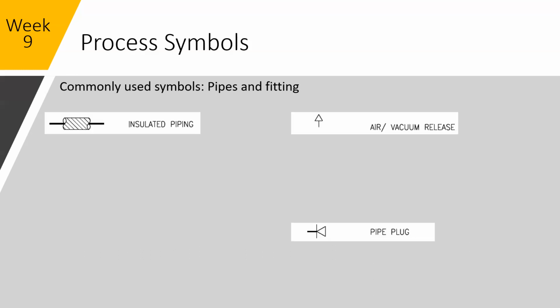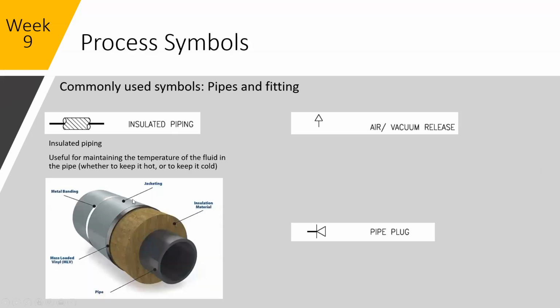So commonly used symbols here, we'll have insulated piping, air vacuum release. So that's a device to be mounted on the top of siphon breaks. Sorry, I'm kind of skipping around here. I'll go through the slides as they're animated.